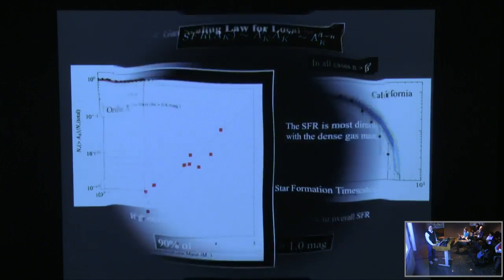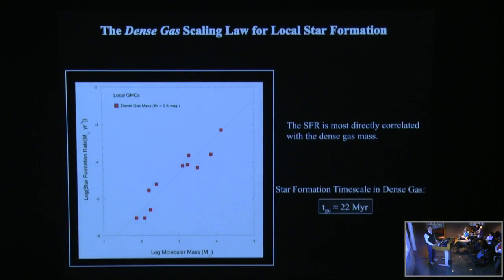So that then led to the idea that we might have a correlation between the global star formation rate and the total amount of dense molecular gas, and you see that here from our 2010 paper. We did find a nice linear correlation. We found the star formation rate is most directly correlated with dense gas, as opposed to low density gas. And moreover, that linear line gives you a nice time scale for the gas consumption or depletion time of about 22 million years in the dense component.